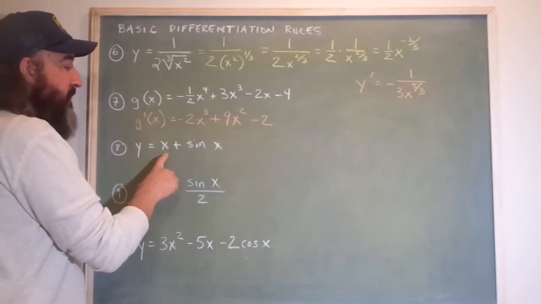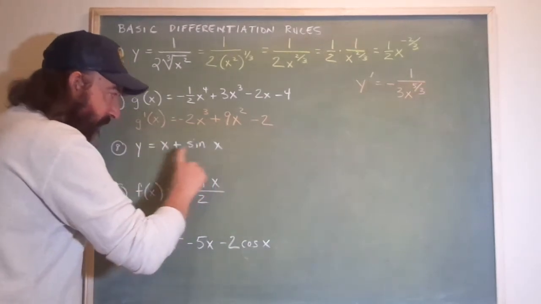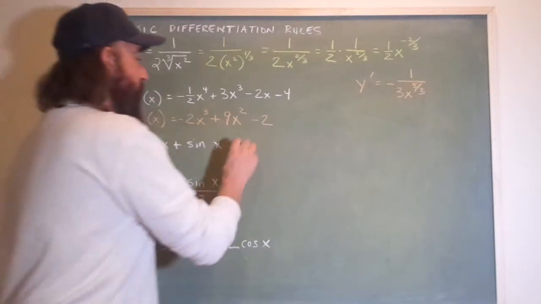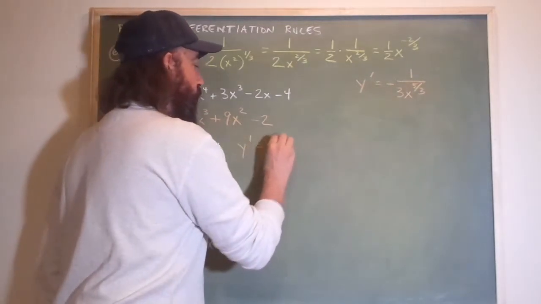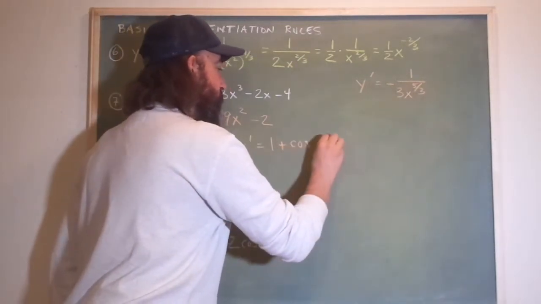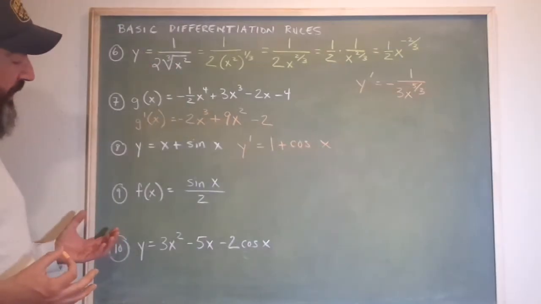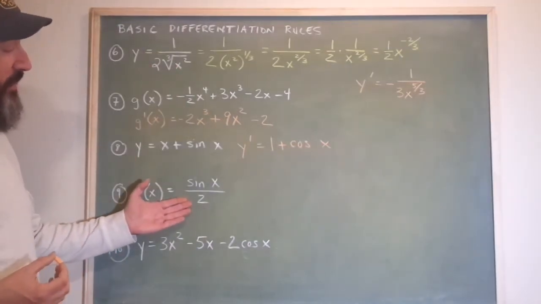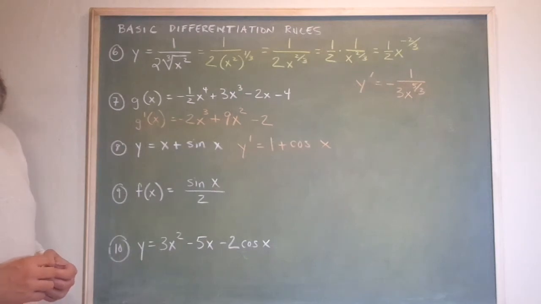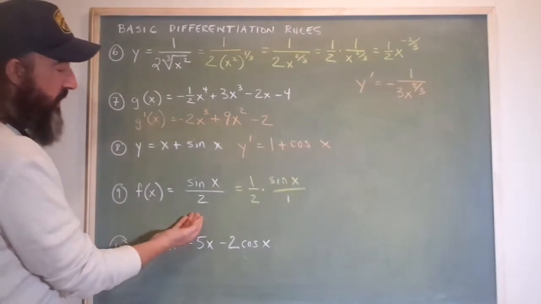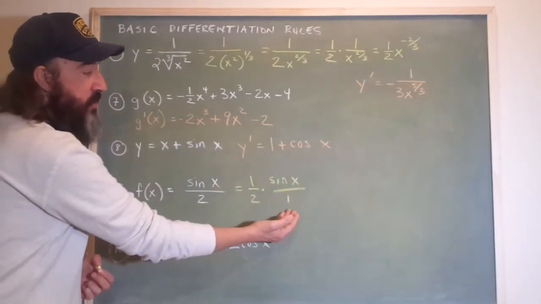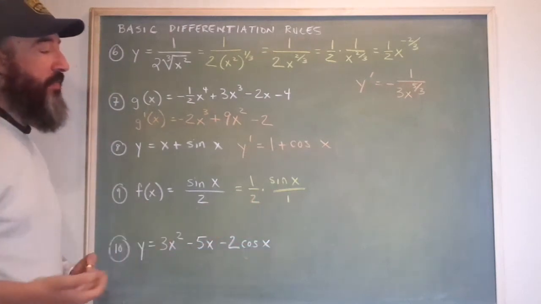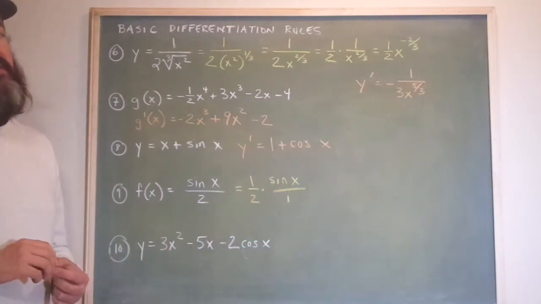The derivative of x is 1, and the derivative of sine of x is cosine of x. So I'm going to say y prime equals 1 plus cosine x. We've yet to learn how to get the derivative of something divided by something, so we're going to need to rewrite this one first. I can think of this as 1/2 times sine x over 1, and then I can rewrite that as 1/2 sine x.